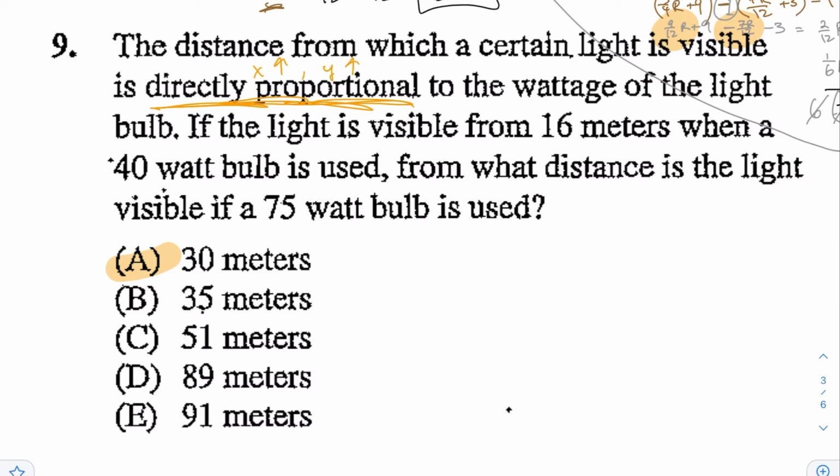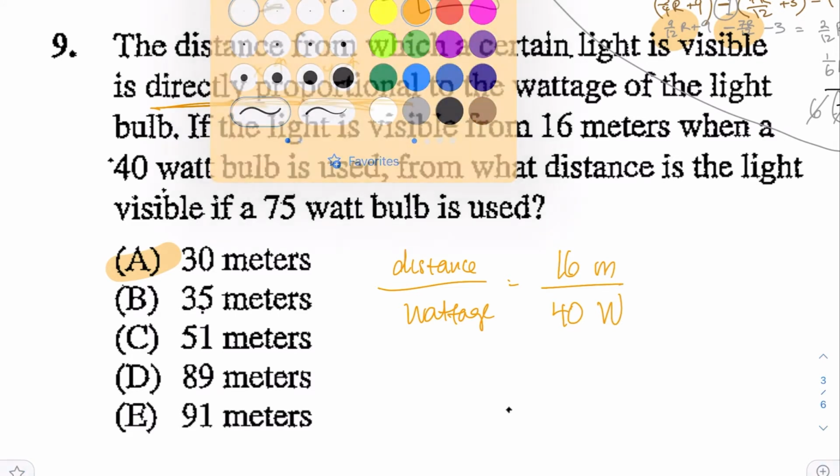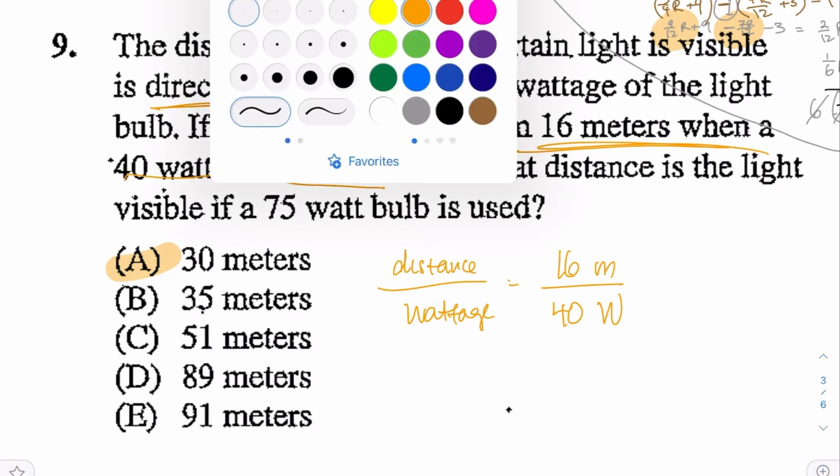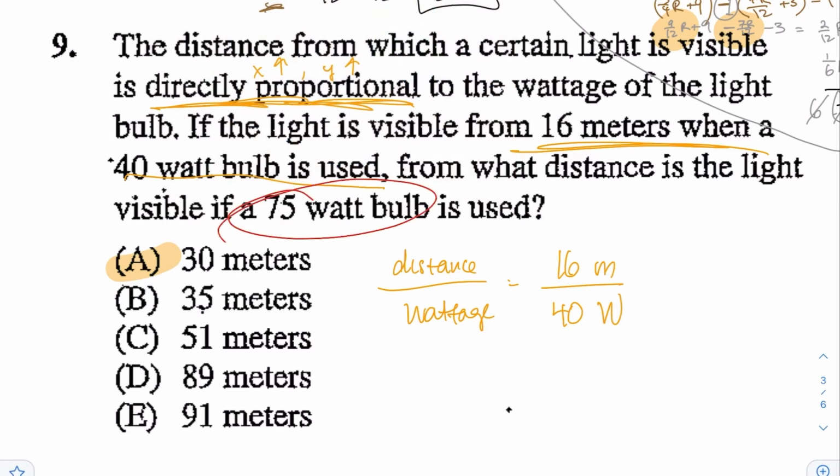So here you have 2 quantities. You have the distance and wattage. So that's a ratio they can make. So the first bulb is visible 60 meters away if it's 40 watts. The second bulb is 75 watts. And you don't know the distance, so you can call it x meters.